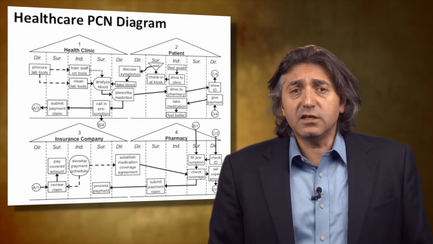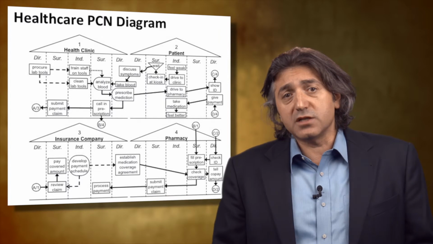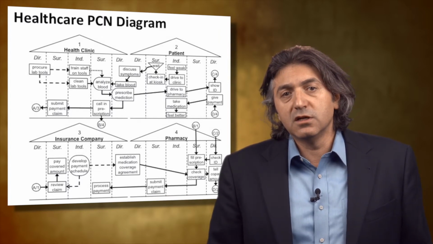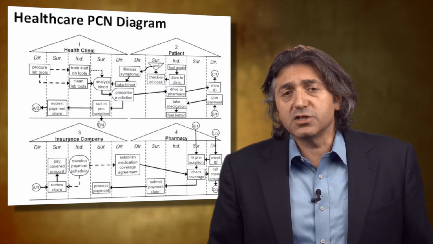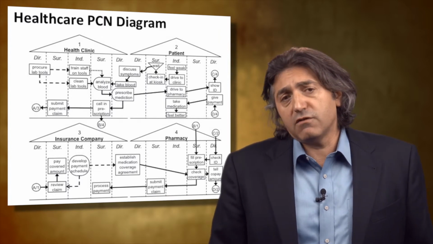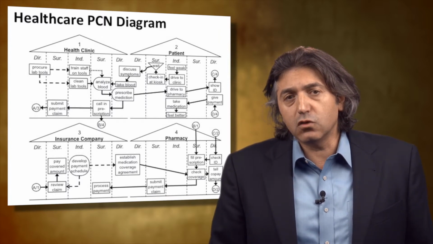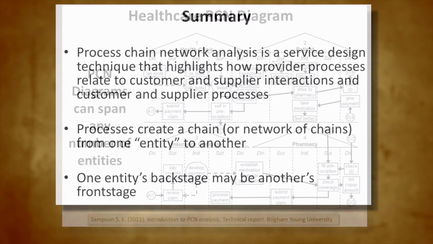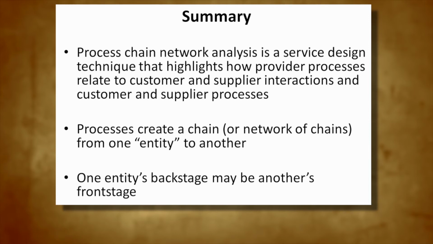Each of the process entities has some independent processes, some surrogate interaction, and some direct interaction with other entities. These are not just provider-customer relationships, but a network of actors operating together for mutual benefit. In general, process chain networks, or PCN diagrams, can contain an arbitrary number of process entities and can connect in arbitrary ways. PCN diagrams are the general form of the process diagrams we've been talking about.